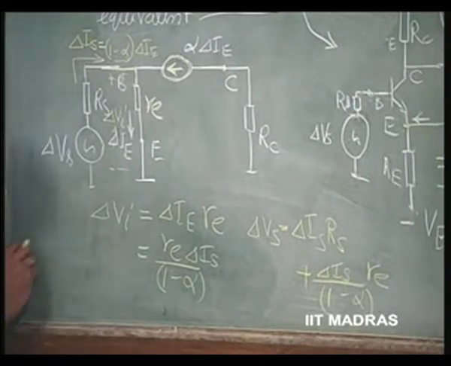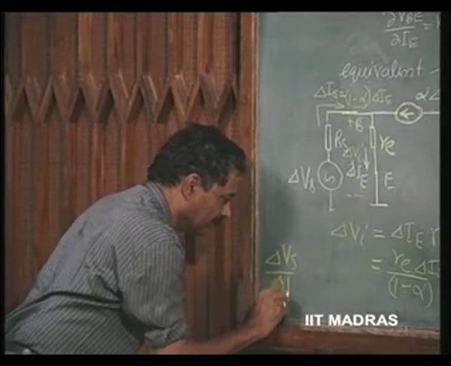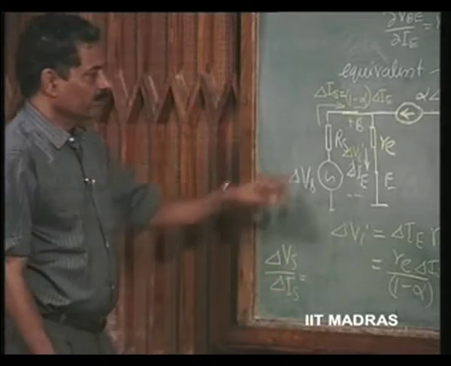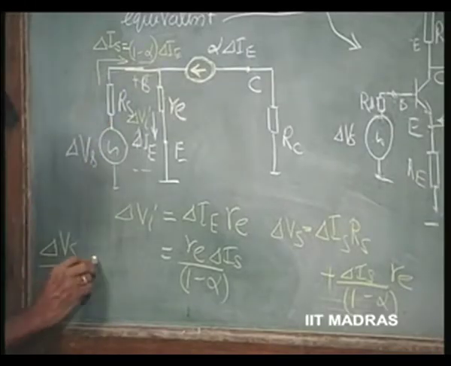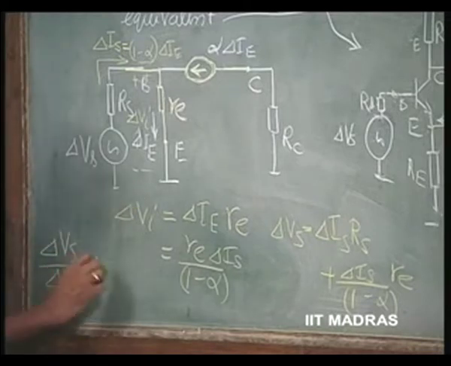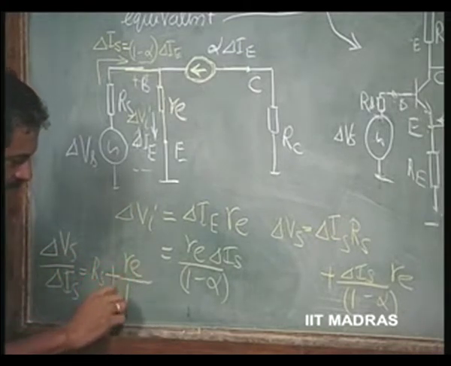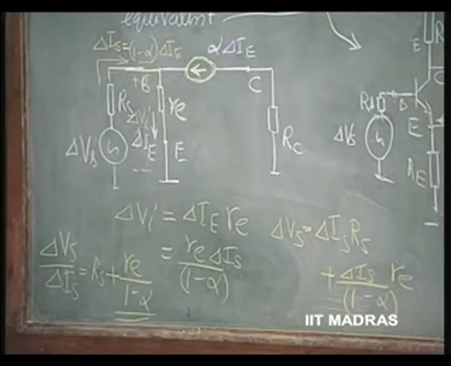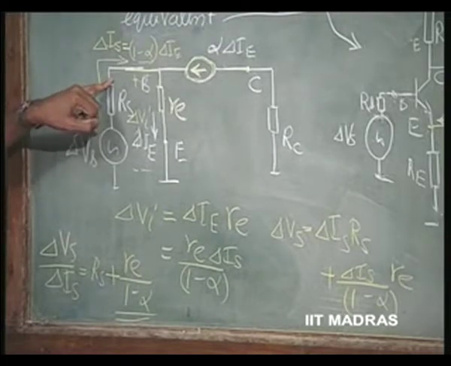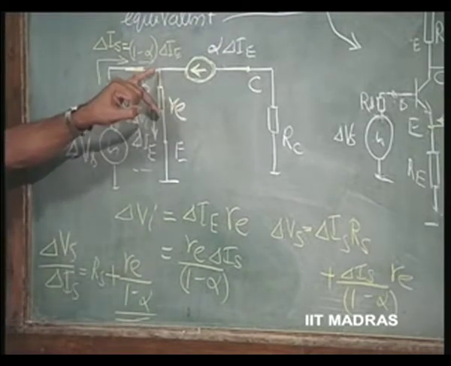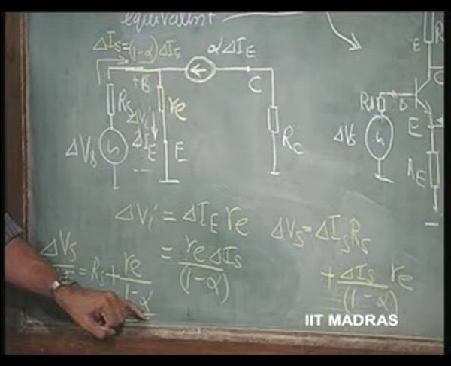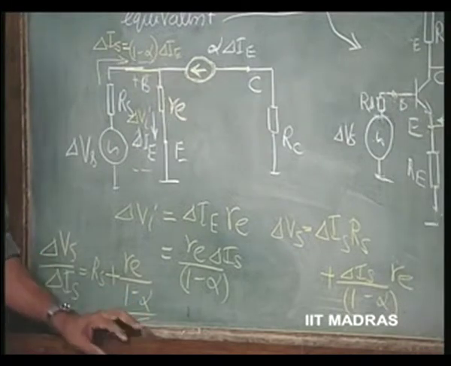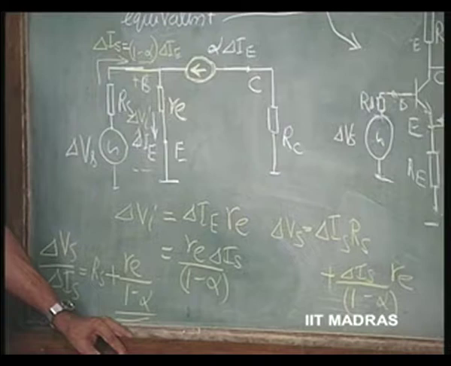So, you can see that delta Vs by delta Is, the effective resistance seen from here, is nothing but Rs plus Re by 1 minus alpha. That means, it is the original Rs through which delta Is flows, and this Re which is there between base and emitter appears as Re by 1 minus alpha. So, that is called the input resistance of the amplifier.